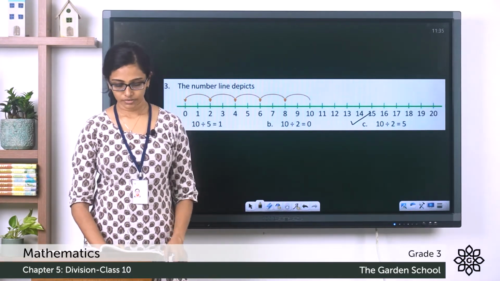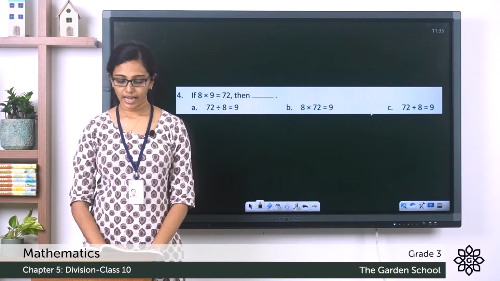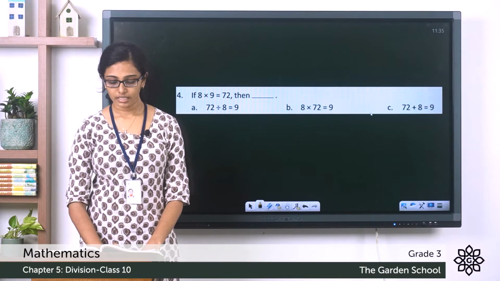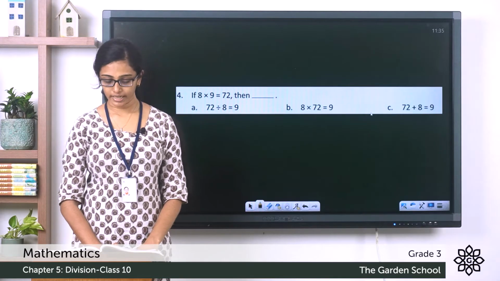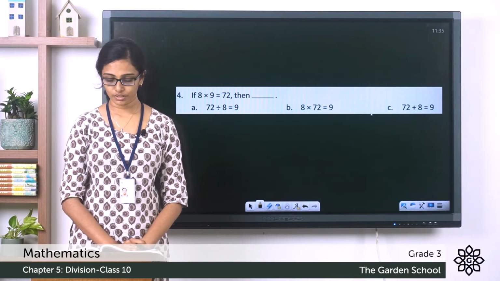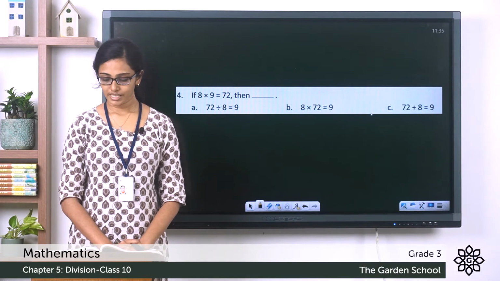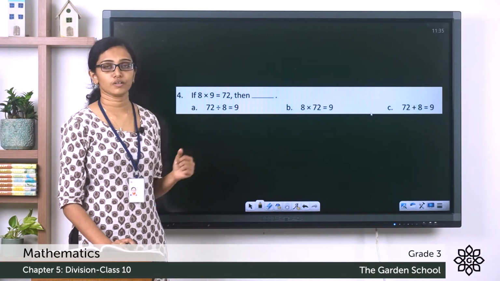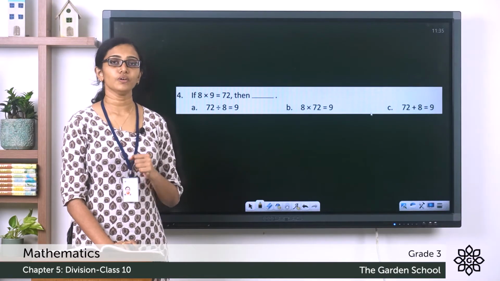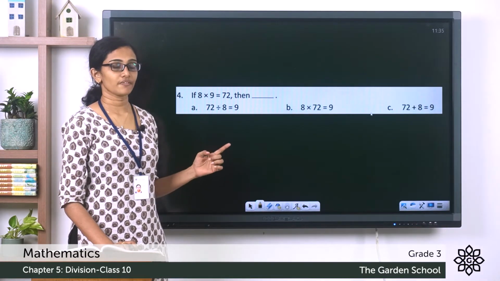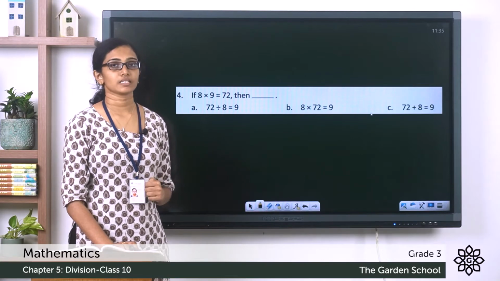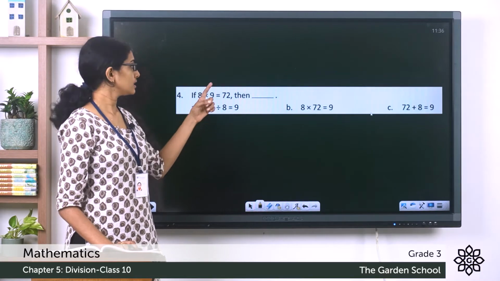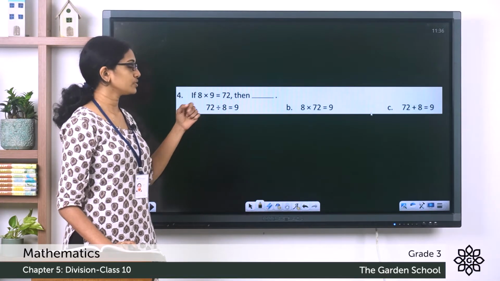Clear? Now the fourth question. If 8 into 9 equal to 72, then dash. And the options are 72 divided by 8 is equal to 9. Option B is 8 into 72 is equal to 9. And option C is 72 plus 8 is equal to 9. So here you have a multiplication fact. 8 into 9 is equal to 72. From the multiplication fact, you can write 2 division facts. Which are they? 72 divided by 9 is equal to 8 and 72 divided by 8 is equal to 9.